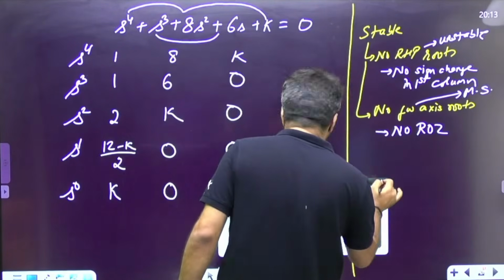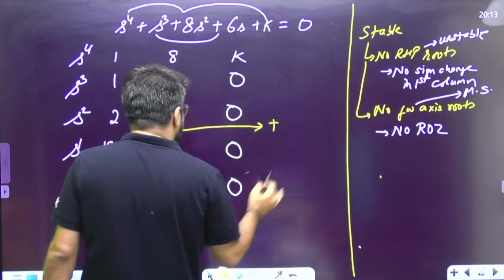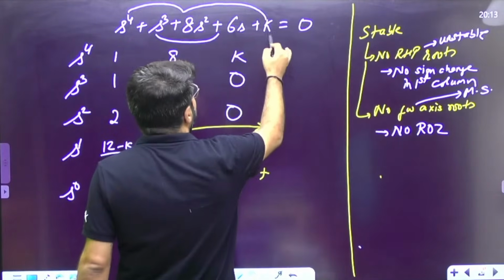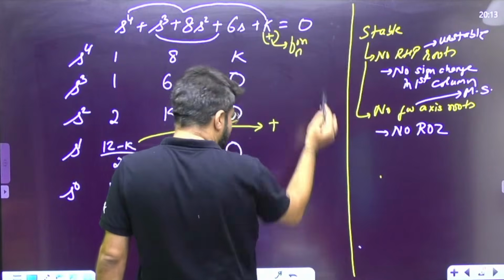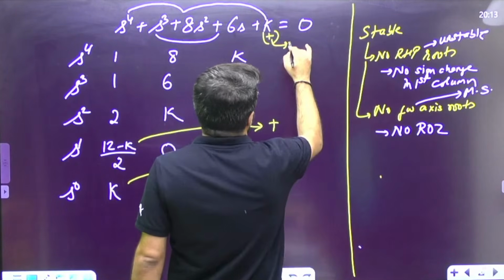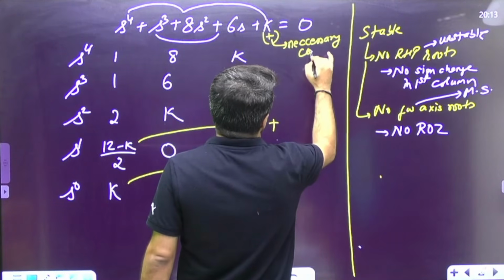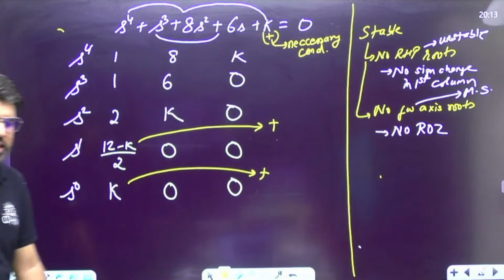So that means if this is plus, plus, plus, I want this also to be plus. Anyway, this has to be plus from here also, for the necessary condition. What is the necessary condition? The necessary condition says that all coefficients of the characteristic equation must be of the same sign.